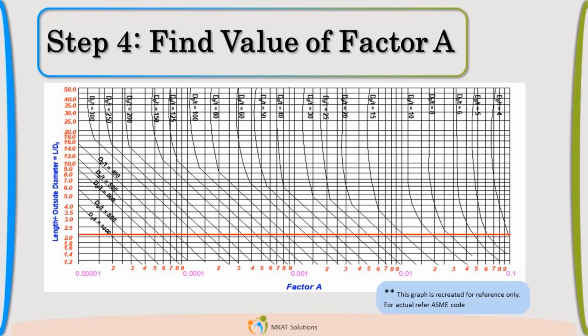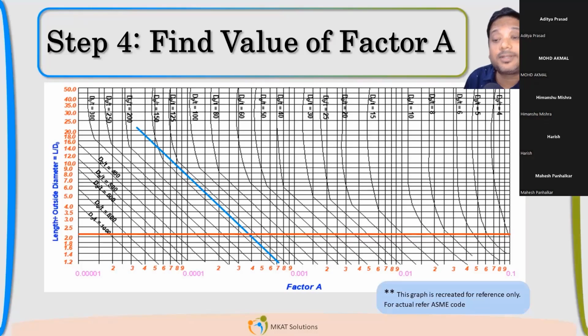In the second part, D naught by T. So 135 will lie between two lines. I have the D naught by T line for 125 available in the code, and for 150 also we have a line. So 135 will lie in between. Now you know that it's an approximation which we are doing. We don't know the exact value because there is a very small gap available. Even the thickness of the line will make the value vary.